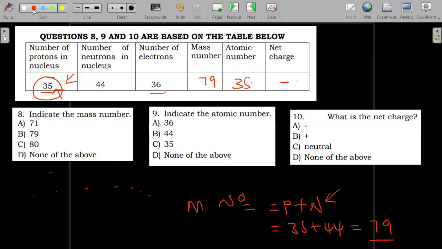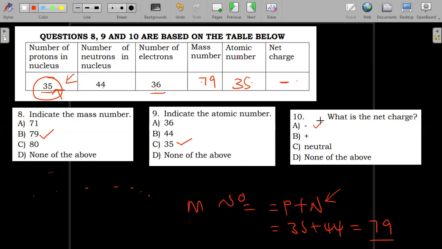So if you go now to your questions, they're saying indicate the mass number. We found it was 79. Then indicate the atomic number. The atomic number is the same as the proton number, which is just 35. Then what is the net charge? The net charge is the minus. All right, so any questions there? We are done with this quiz.